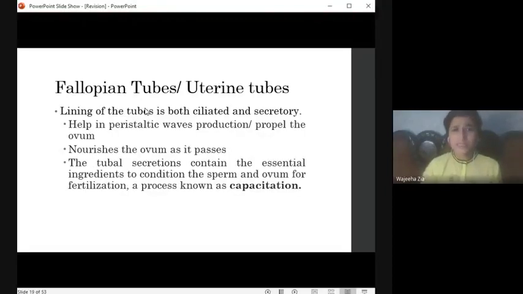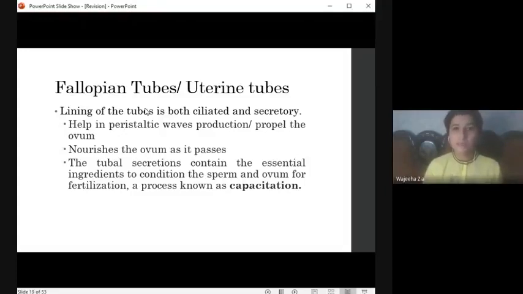So in these tubes, as I told you, it provides the transfer passage and also the secretory functions. As these consist of involuntary muscle, there are peristaltic waves that allow the ovum to move from the ovary to the uterus, but it doesn't allow it back. So peristaltic movements mostly act in one direction.